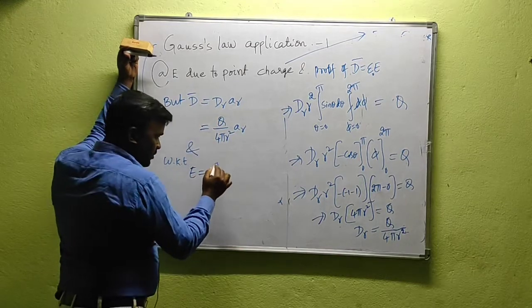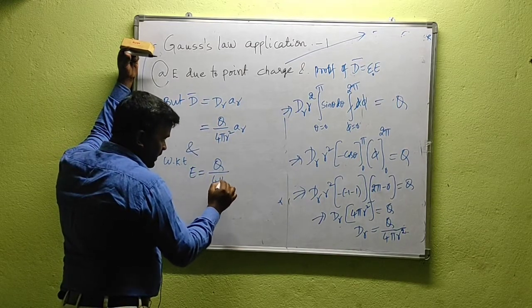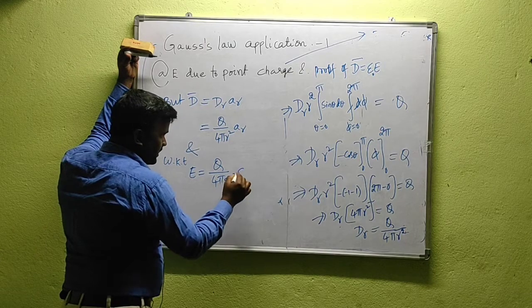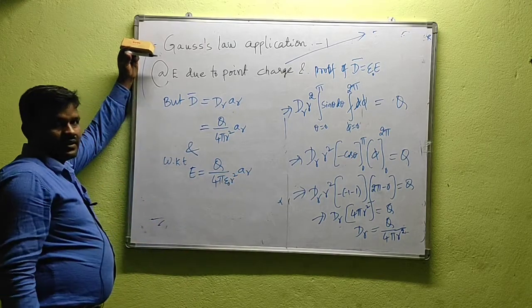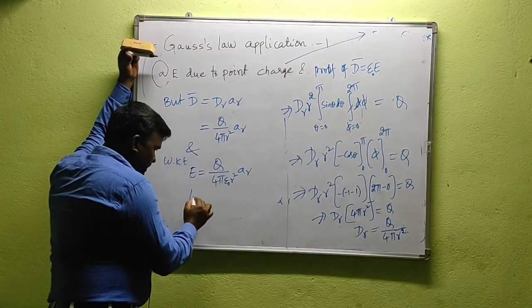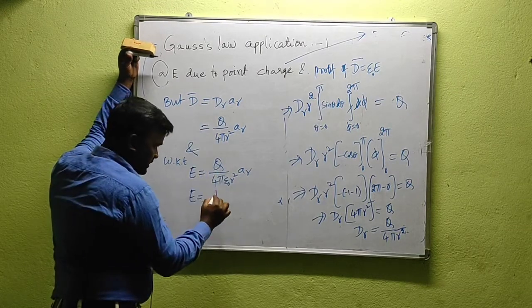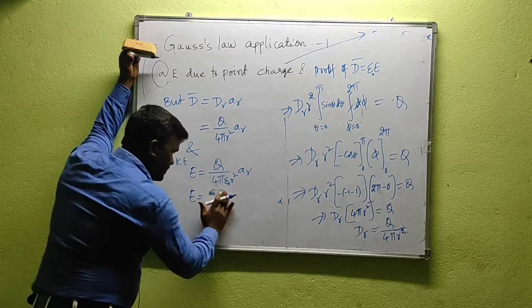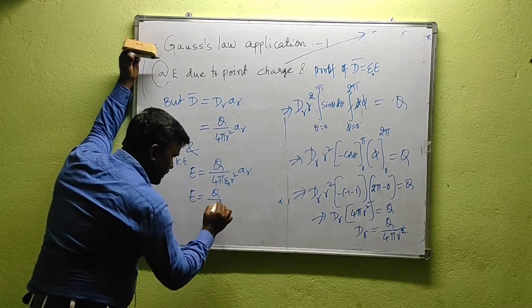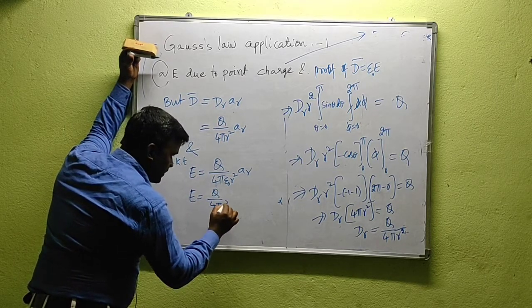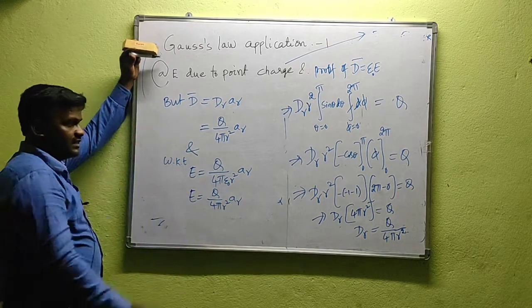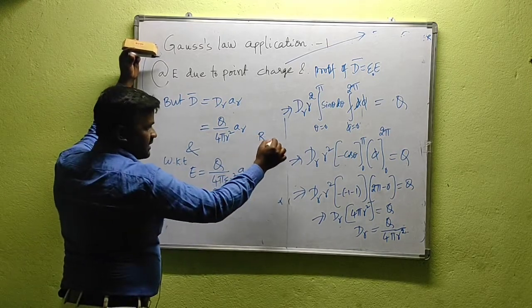We know that E equals Q by 4 pi epsilon naught r square into AR. Now I can write this E as what? Q by 4 pi r square AR is nothing but D, or else I will write it as Q by 4 pi r square into AR. Instead of taking capital R, I consider small r here.